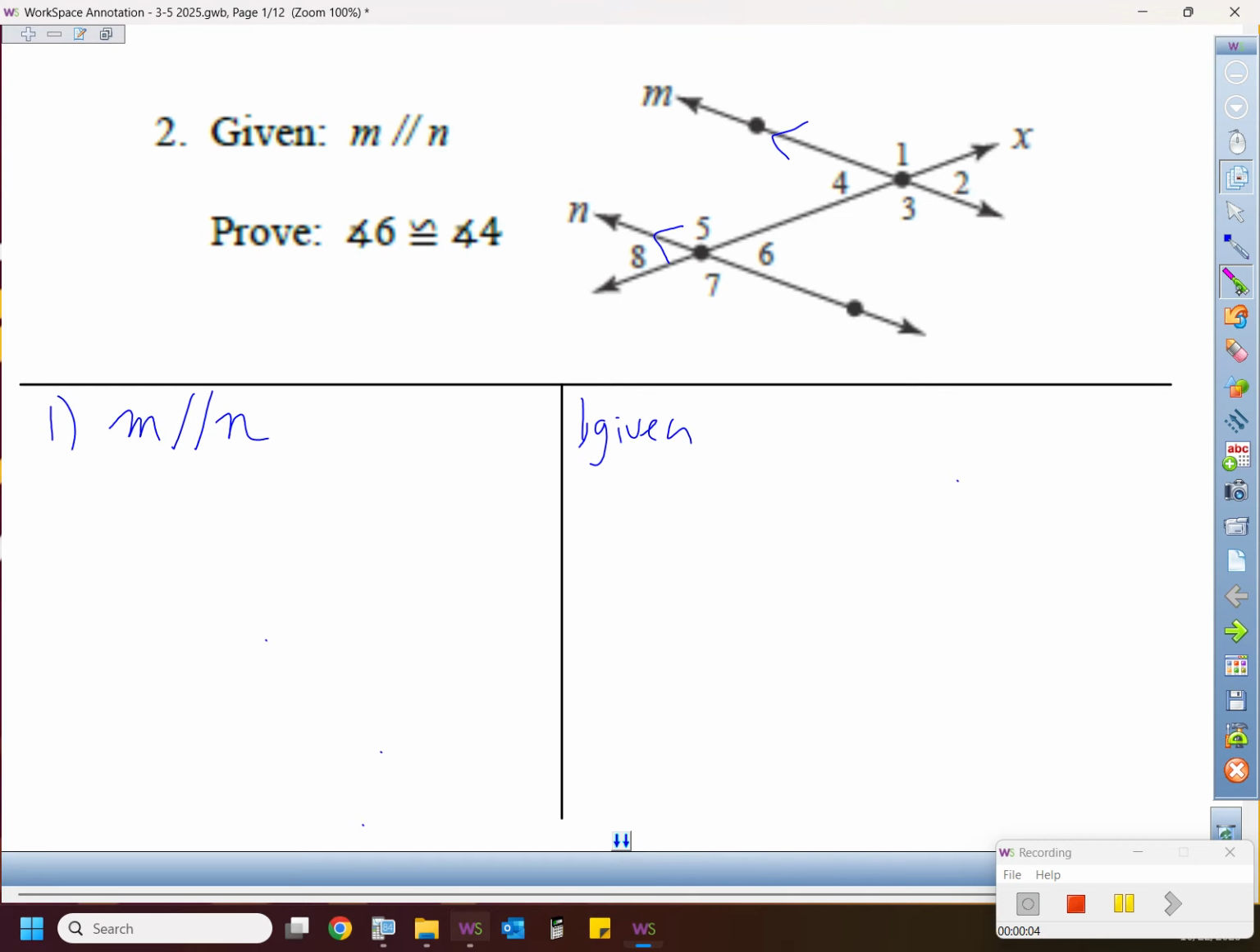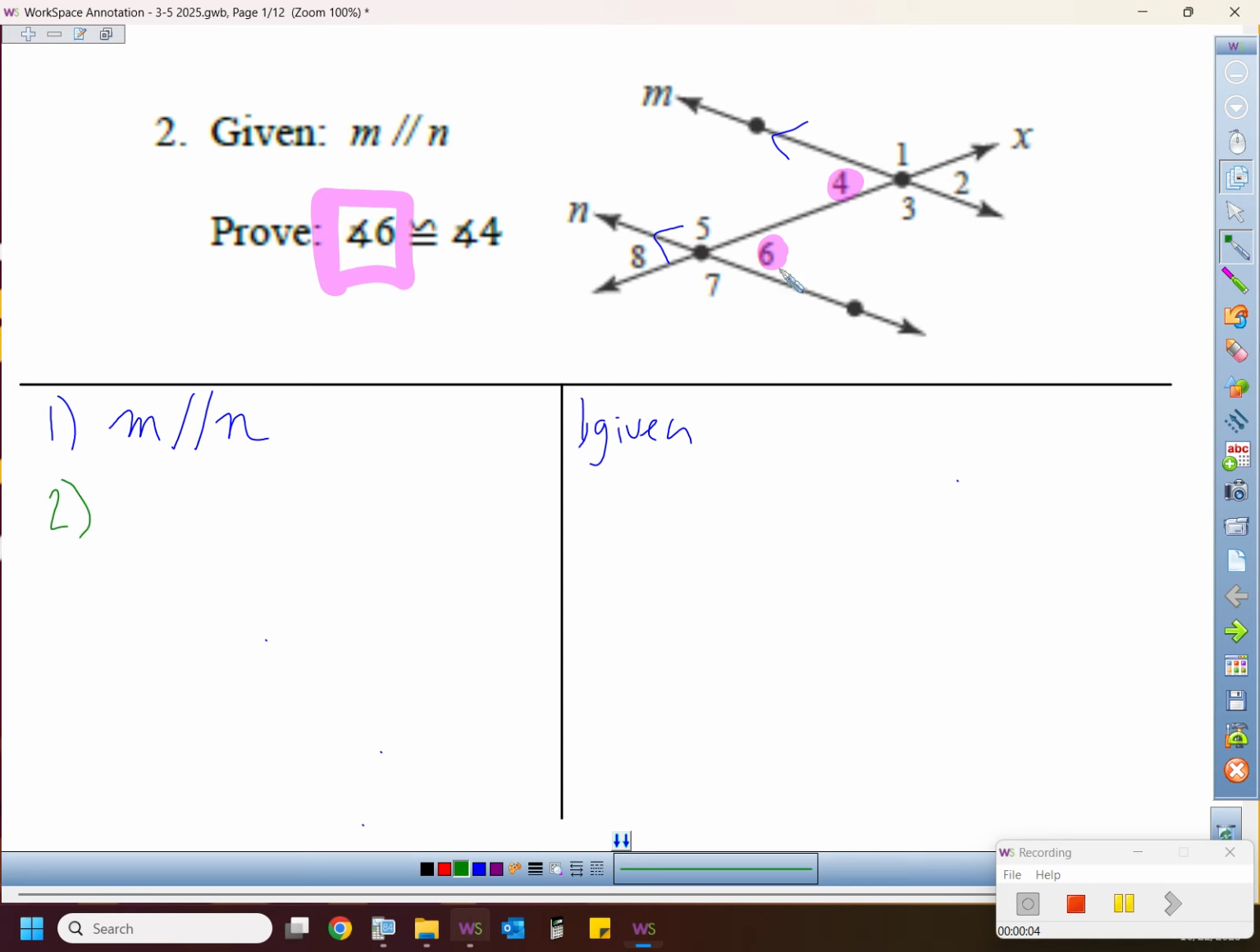And here's what we're trying to prove. We're trying to prove that angle 6 is congruent to angle 4. And yes, those are alternate interior angles, but we don't know anything about them yet. So what we've got to do to prove that is just pick on one of these, out of the proof. It doesn't matter which one. I'm going to pick on angle 6.